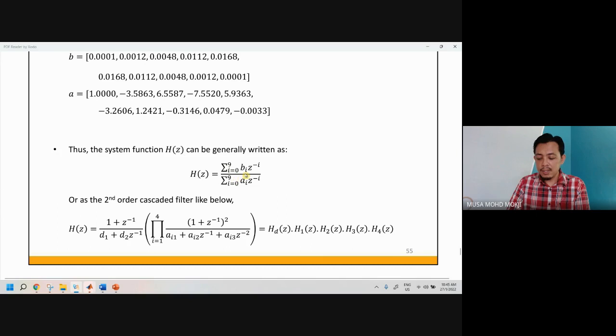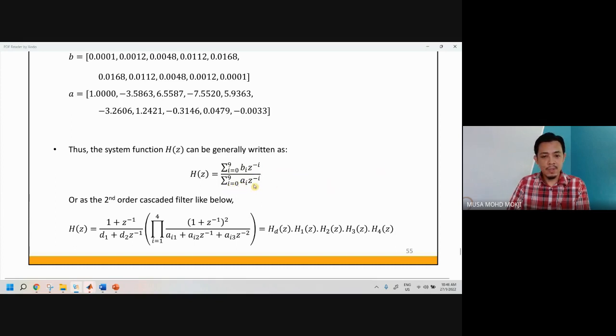So then it's just a summation of the filter coefficient times Z to the minus i. The first one will be i equals 0, so Z to the power of minus 0 becomes 1. That's why this is actually B0. So B0 plus B1 Z minus 1 plus B2 Z minus 2 plus B3 Z minus 3, up to B9 Z to the power of minus 9. The same thing here, a summation.